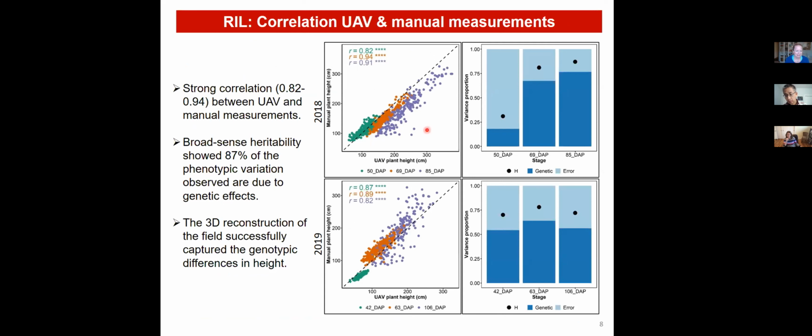That's a very good question. So for 2018 and 2019, if we look at 2018, the green dots were plant height estimated at 42 days after planting, while that of 2019 is at 50 days after planting. So there'll be more variation observed. That's why we have 2018 being very clustered at the bottom, because there wasn't much variation at that point.